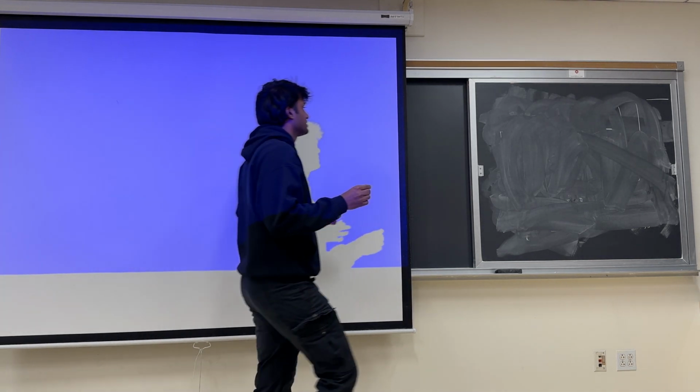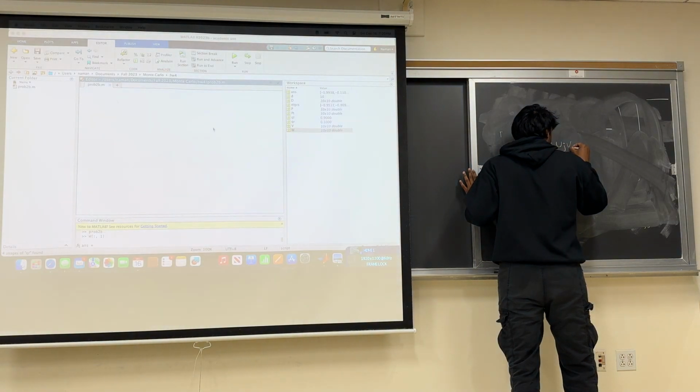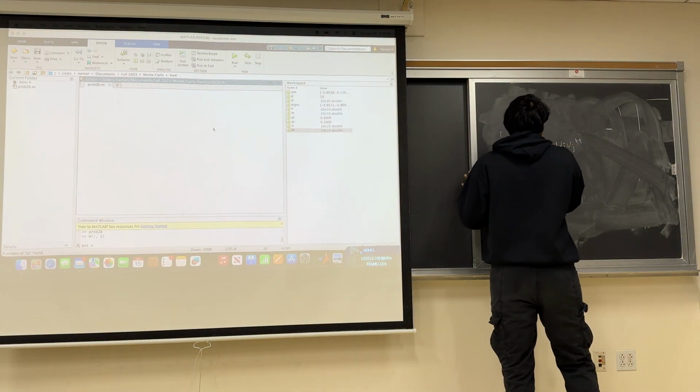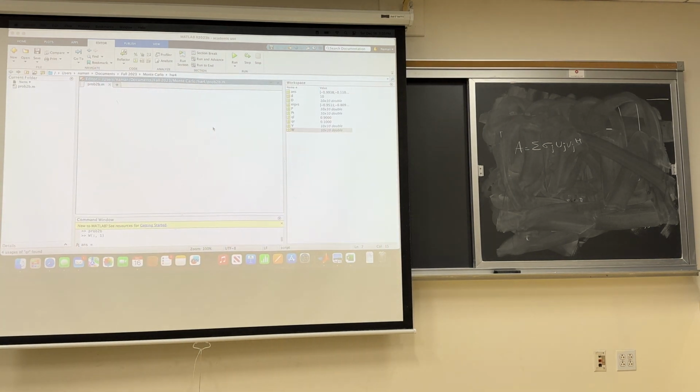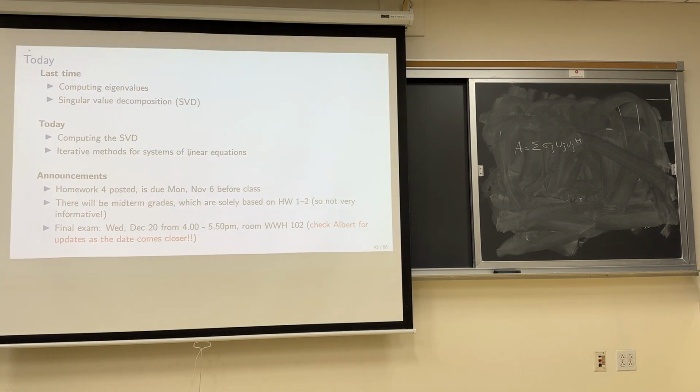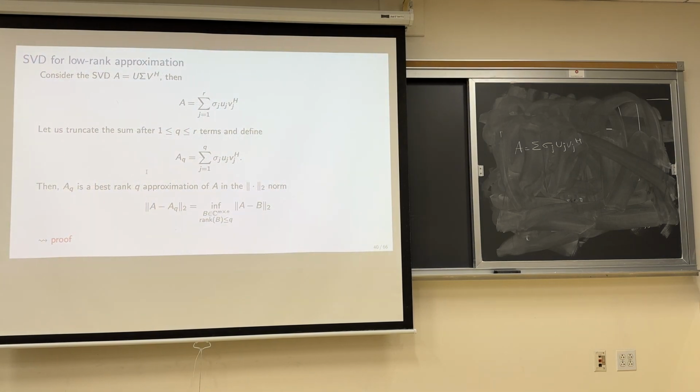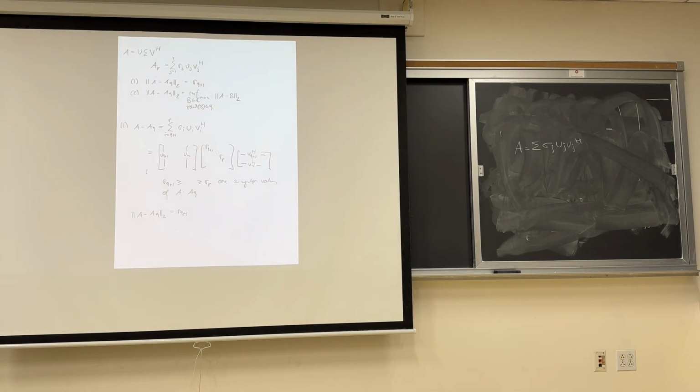I think it is clear to you as well. Sigma, well, A is sigma j uj vj transpose. All of these rank 1 matrices add up to A. Makes sense. Okay, finally.